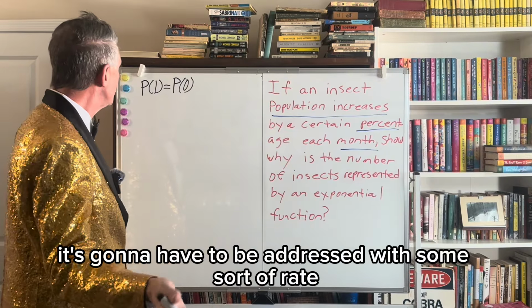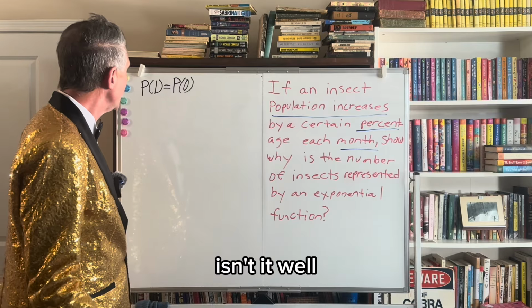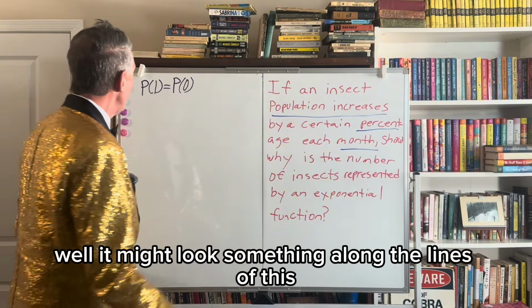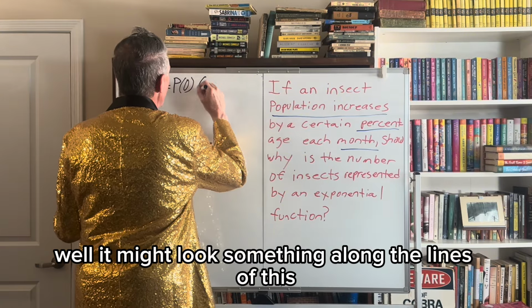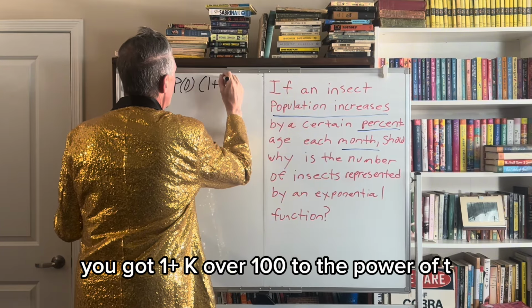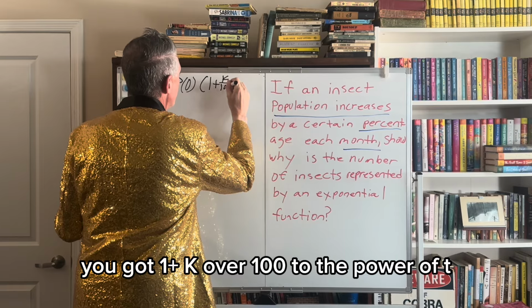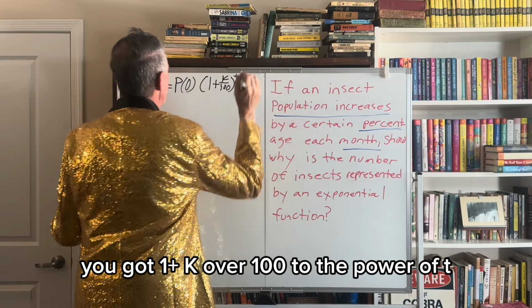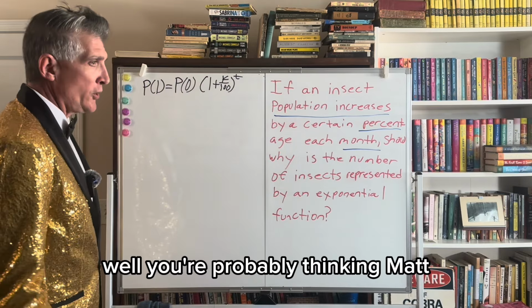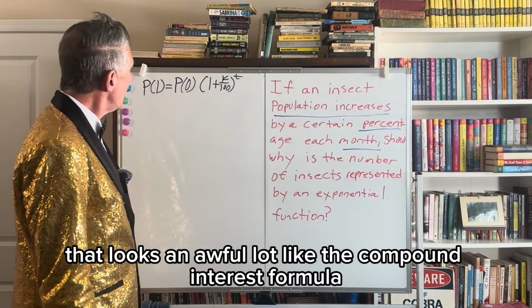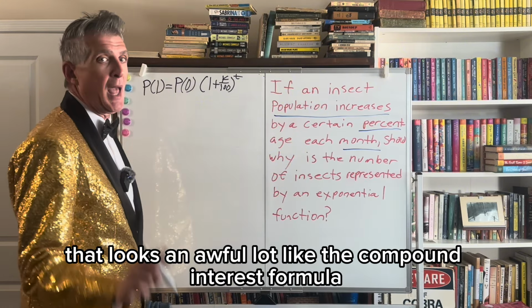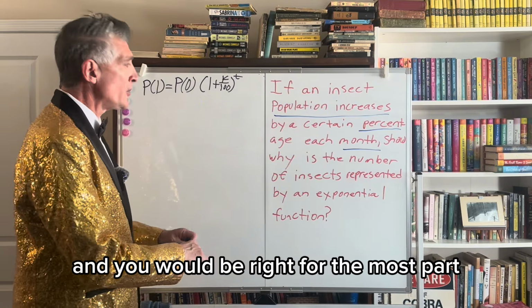It's going to have to be addressed with some sort of rate, isn't it? Well, what does that rate look like? It might look something along the lines of this. You've got (1 plus k over 100) to the power of t. Well, you're probably thinking, Matt, that looks an awful lot like the compound interest formula. And you would be right for the most part.